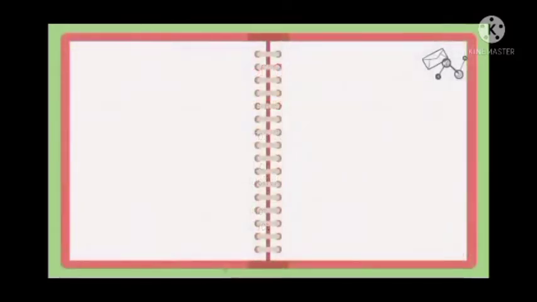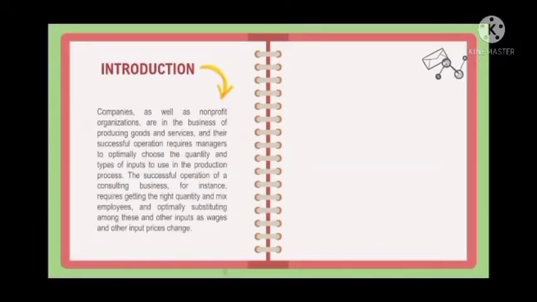Introduction. Companies as well as non-profit organizations are in the business of producing goods and services, and their successful operations require managers to optimally choose the quantity and types of input to use in the production process. The successful operation of a consulting business, for instance, requires getting the right quantity and mix of employees, and optimally substituting among these and other inputs as wages and other input prices change.